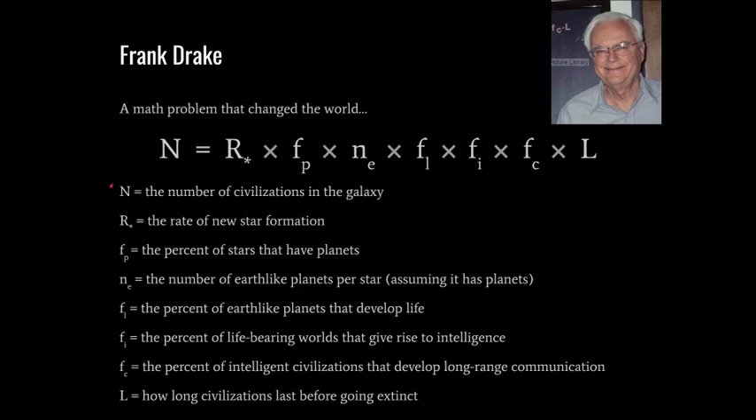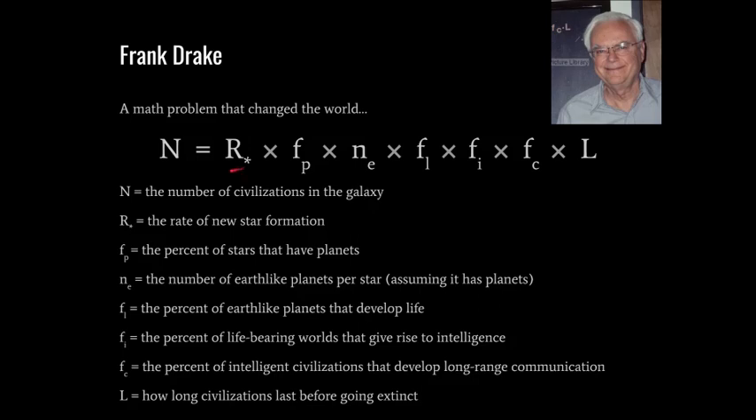Maybe there's some creature in a star system far away that's living their lives, unknowing that we are living ours out here. Maybe there are aliens out there that we just haven't met yet. Maybe this number is more than one. So how do we find that number? We multiply all these terms together. Let's pick through these terms.